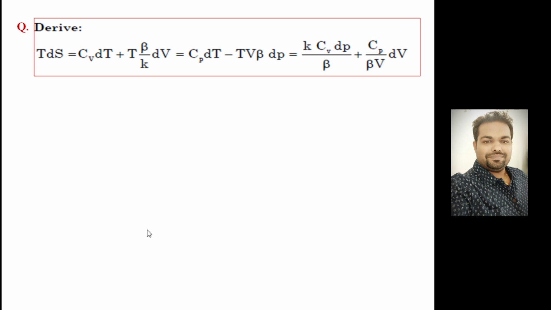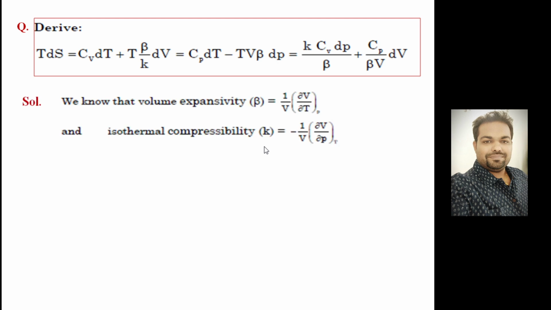So this is the question. Basically, this is a derivation which says that you have to relate the TDS relation in terms of the coefficient of expansivity and compressibility. As well as there is a relationship where you have to relate Cp and Cv, including the coefficient of compressibility and coefficient of expansivity. So how to do that?